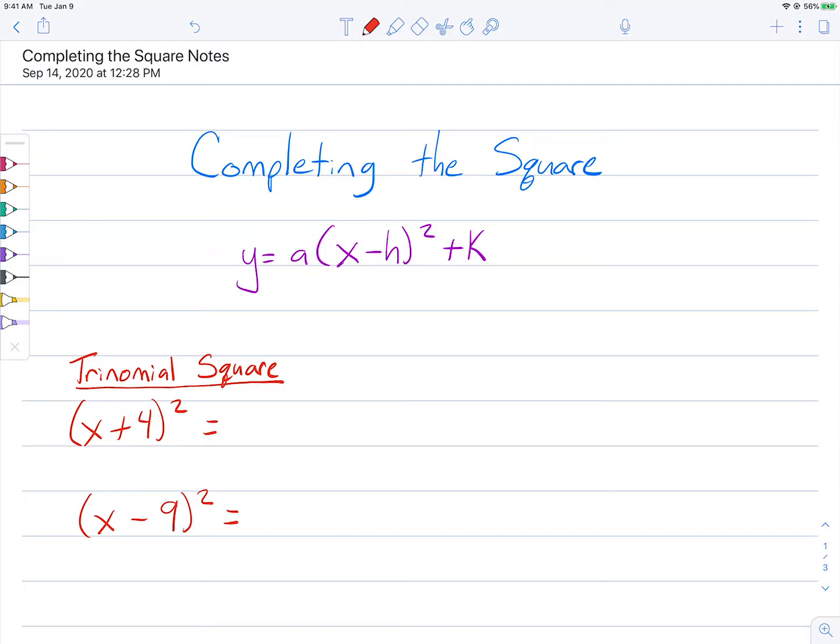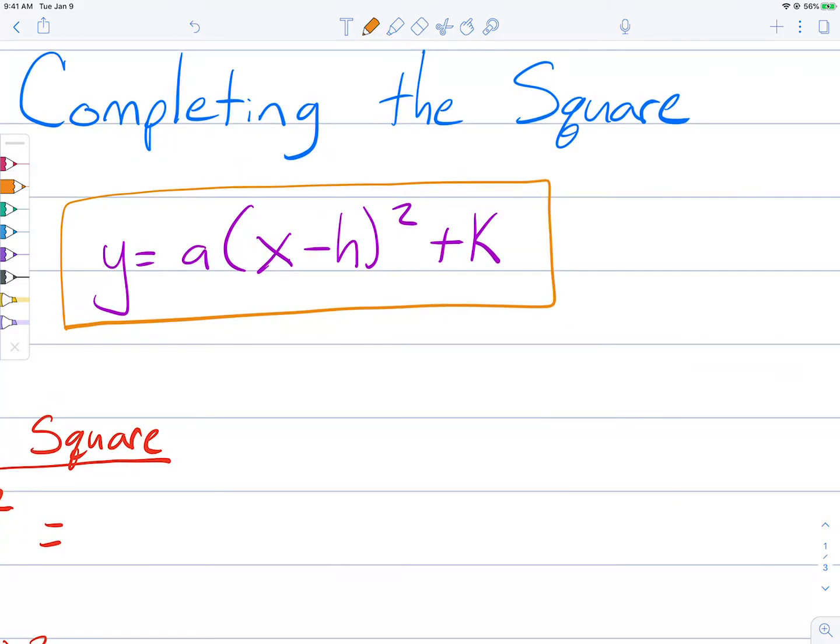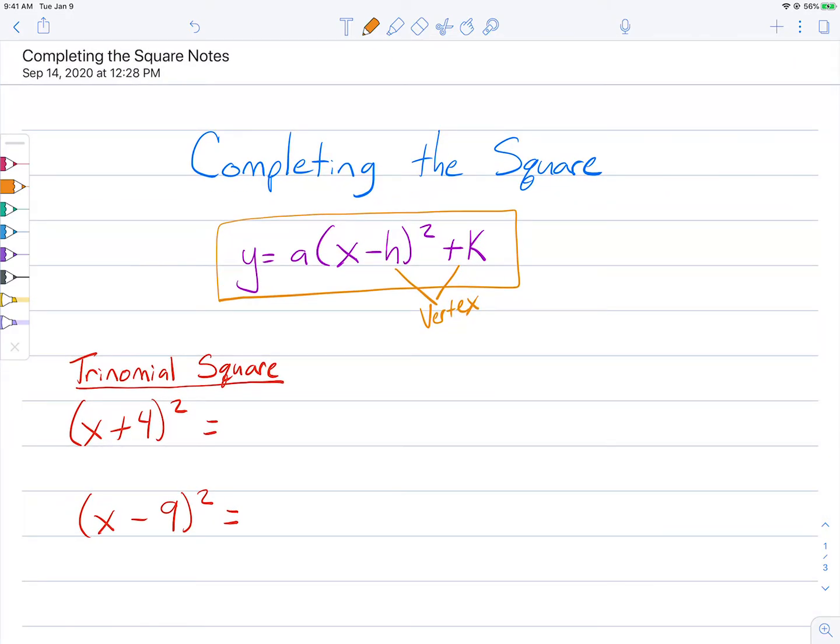Completing the square. It is very nice when the equation for a parabola is in vertex form, like it is right here, because we can say that the vertex is h comma k. But not all equations come in vertex form, so what we're going to have to do is make them into vertex form. The way we do that is by completing the square.